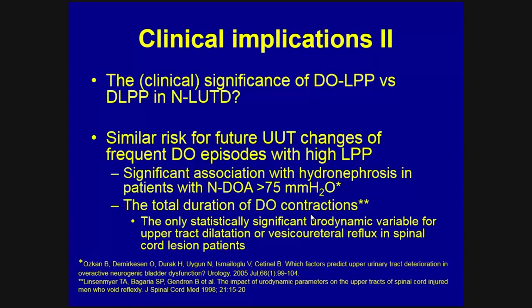There are so many questions that we have to answer regarding the clinical implications and basic pathophysiology. One is, what is the clinical significance of the overactive leak point pressure versus the conventional DLPP in neurogenic lower urinary tract dysfunction with low compliance? There was a study which showed that significant association with hydronephrosis in patients occurs when the neurogenic detrusor overactivity exceeds 75 centimeters of water. Of course, the total duration of the detrusor overactivity contractions is also very important. In this study, the only statistically significant urodynamic variable for upper tract dilatation and vesicoureteral reflux was the duration of the detrusor overactivity contractions. However, the level of evidence in both of these studies was not high.